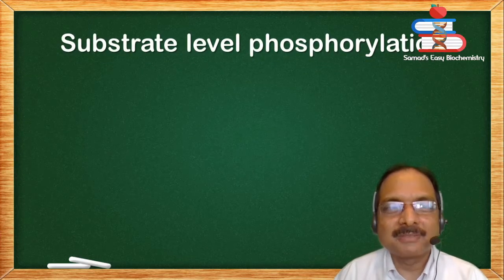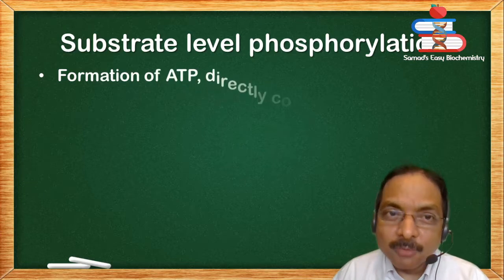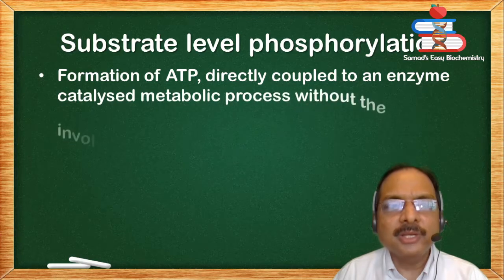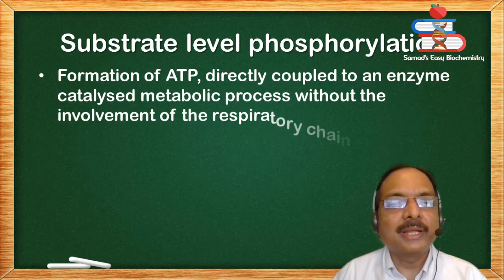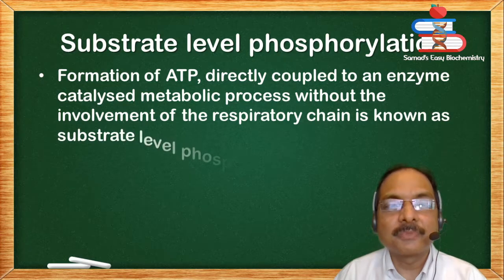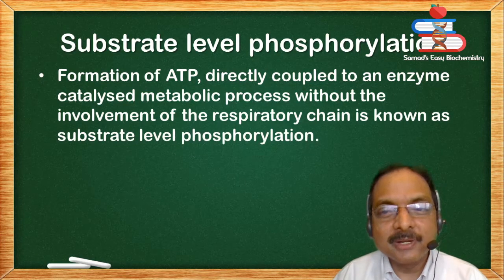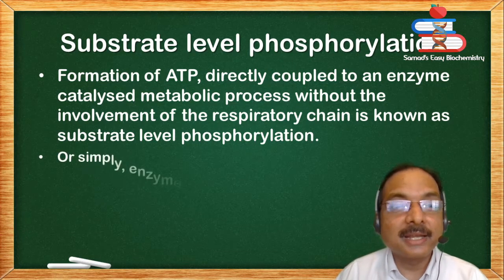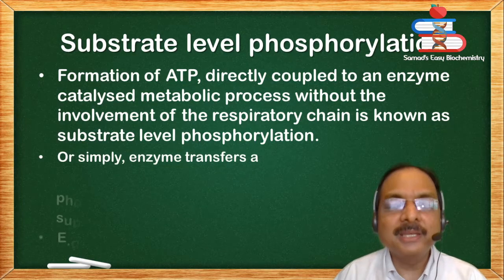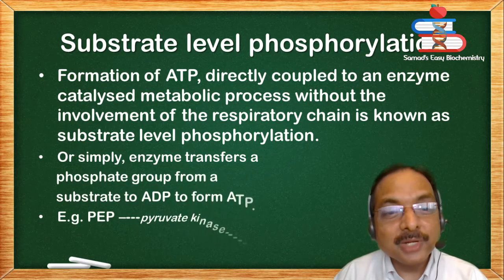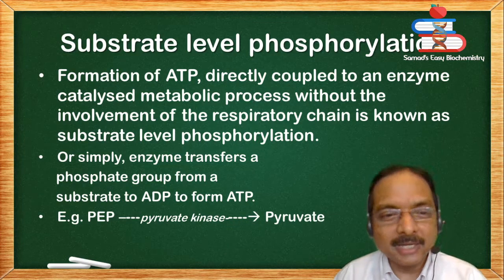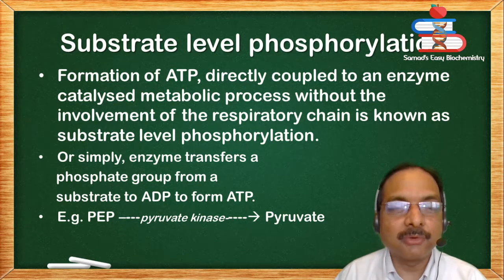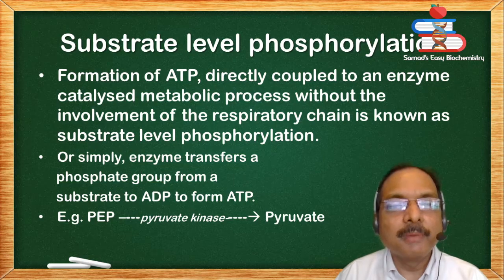Substrate level phosphorylation. Formation of ATP directly coupled to an enzyme catalyzed metabolic process without the involvement of the respiratory chain is known as substrate level phosphorylation. That means phosphorylation is occurring at the level of the substrate. Simply, an enzyme transfers a phosphate group from a substrate to ADP to form ATP. Example, the conversion of phosphoenol pyruvate to pyruvate is coupled with substrate level phosphorylation catalyzed by the enzyme pyruvate kinase.